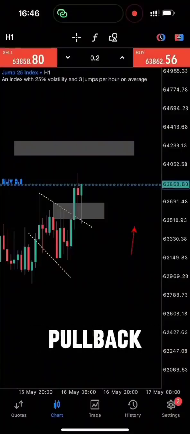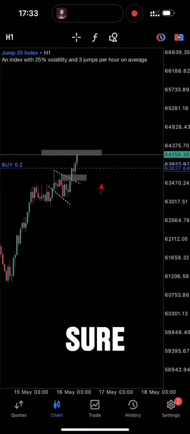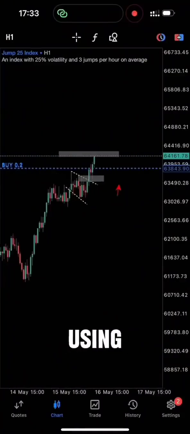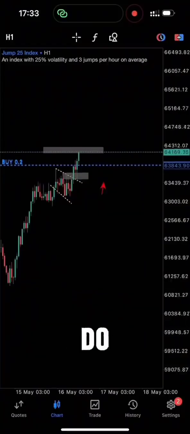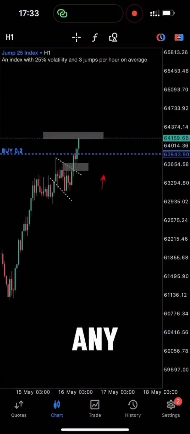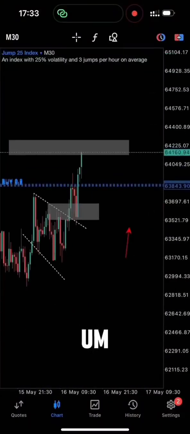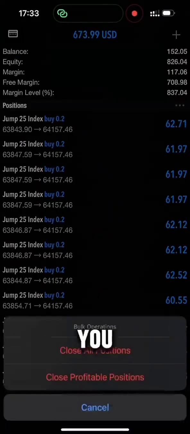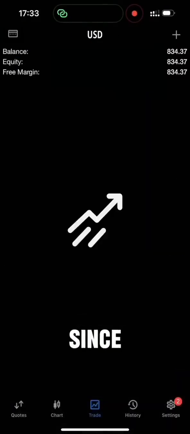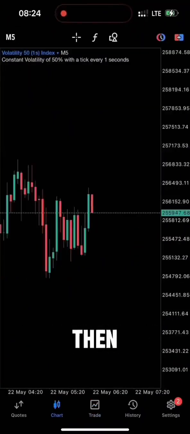Remember, any slight pullback when you are going on full margin can blow your account. So make sure on any money you are using, don't trade on borrowed money. That is really stupid, so don't do that. Don't use any of your private funds from your private life. Don't do that, you will regret it. Since we are risking here, it can also offer a humbling experience. So yeah, there's that.